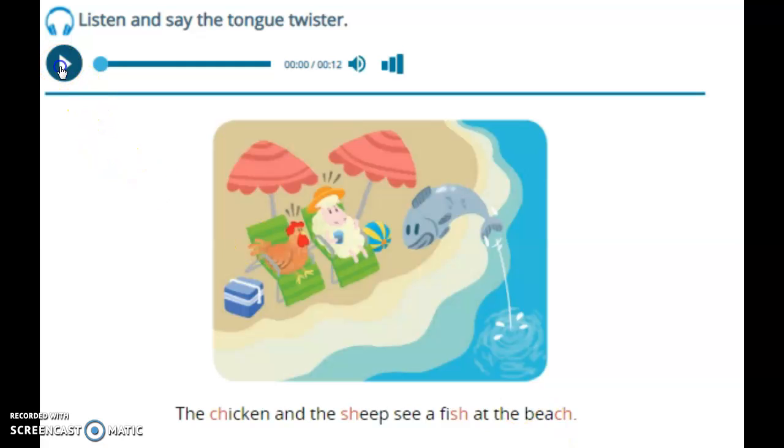Lo escuchamos otra vez. Listen and say the tongue twister. The chicken and the sheep see a fish at the beach. Okay. The chicken and the sheep see a fish at the beach. Now it's your turn. Ahora vos.